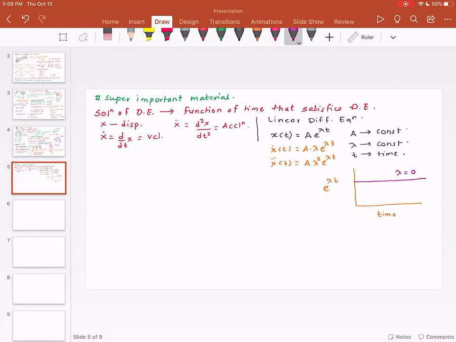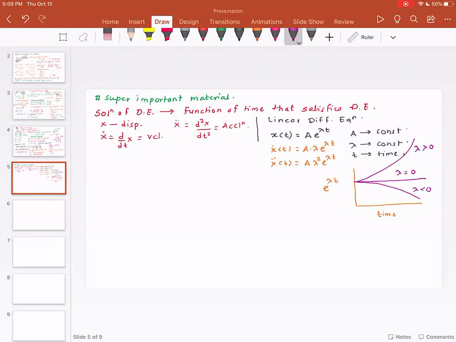Everyone agrees with me? When lambda is equal to 0, I'm going to get a straight line. Now, please note, when lambda is negative, I'm going to have an exponential decay. If lambda is positive, I'm going to have an exponential increase. So I'm going to show this is the case. When lambda is greater than 0, I'm going to have an exponential increase. And when lambda is less than 0, I'm going to have an exponential decay.